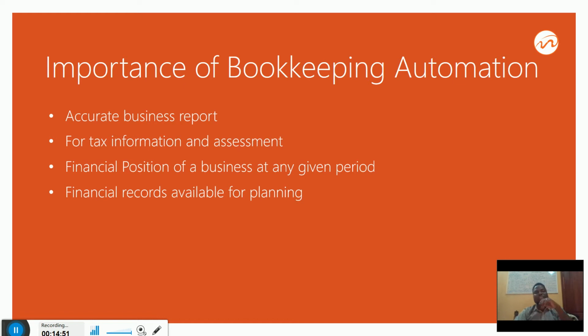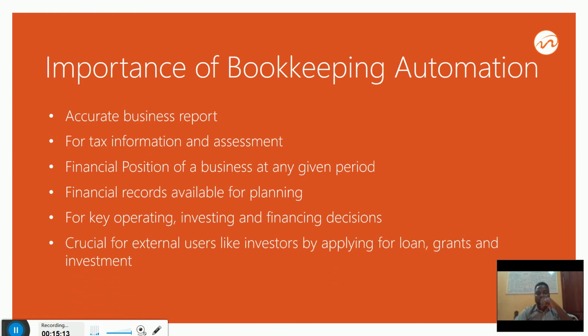So financial records are available for planning. You understand? So you use it to plan, make some kind of budget and things like that. So you need to be very careful. Then also, key operating, investing and financing decisions are being gotten from automation of your book records. Then it's also crucial for external users like your investors.